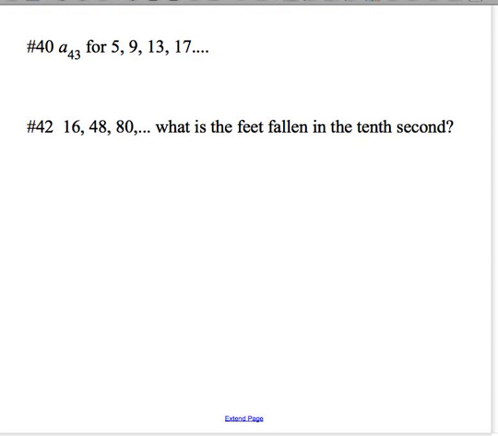If we look at the next problem, number 40 says we're supposed to find the 43rd term for that particular sequence. Now, instead of repeatedly adding until I get to the 43rd term, which would take a long time, there's a shortcut. We have an equation that we can use. A sub n equals a sub 1 plus n minus 1 times d. N is the number term that you're trying to find. D is the common difference.